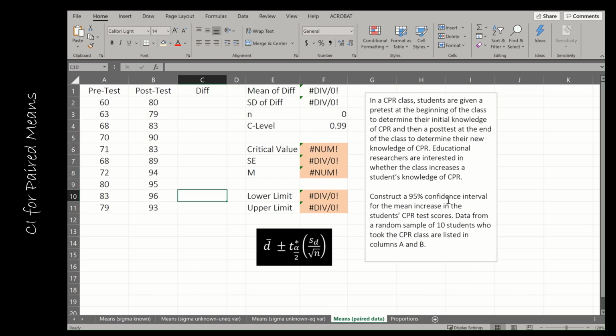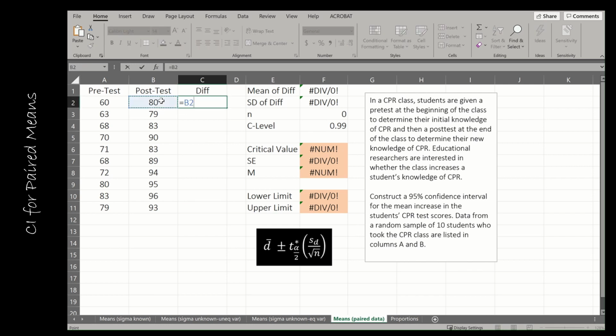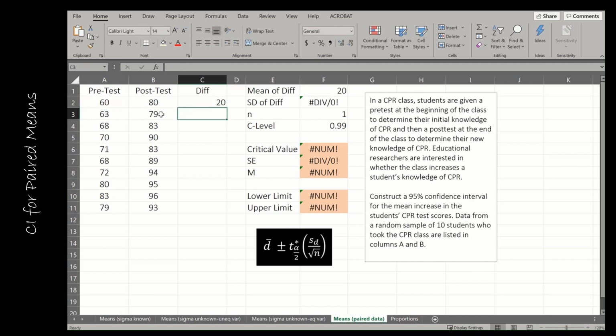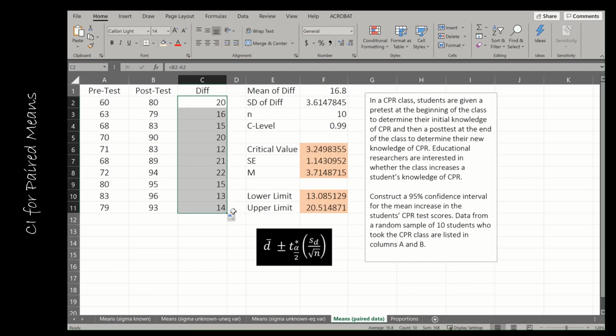Now I want to know the mean increase. So I'm going to take the post-test minus the pre-test. Typically you'll take the second value minus the first. And I'm going to do that for every value here. As you notice, I just copied and pasted it, and that value, B6, A6, B7, A7, B8, A8, copied down just as I wanted it to.